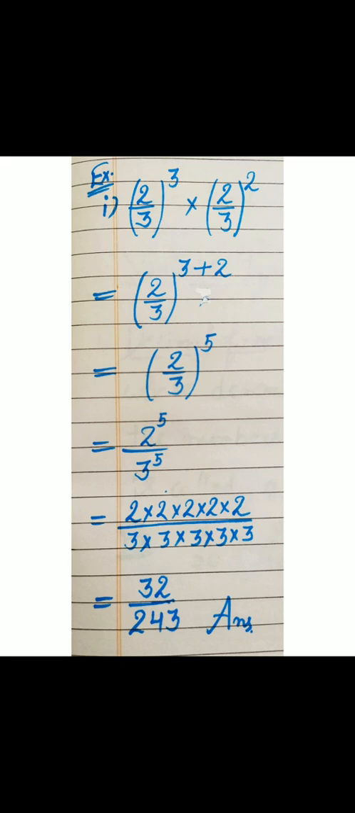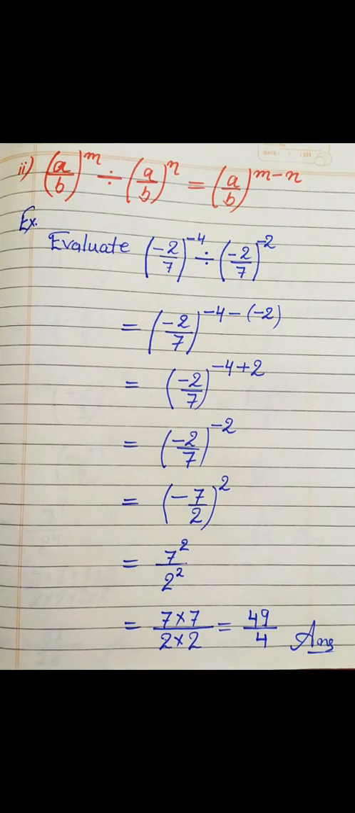Now the second law is (a/b)^m divided by (a/b)^n equals (a/b) to the whole power m minus n, which means if there are two numbers in division and they have the same base, then their powers subtract. As you see, in multiplication the powers add, but in division the powers subtract if the numbers have the same base. In the example, it is (-2/7) to the whole power -4 divided by (-2/7) to the whole power -2.